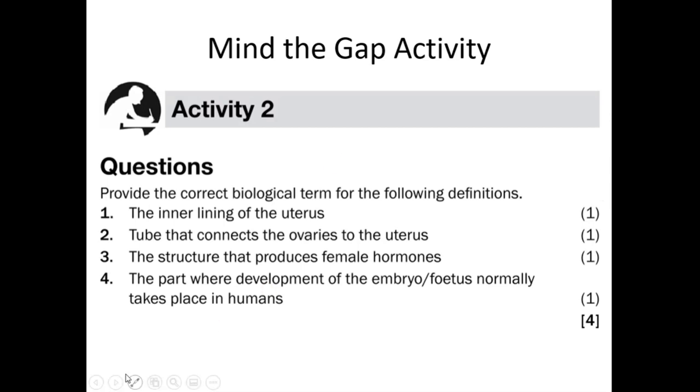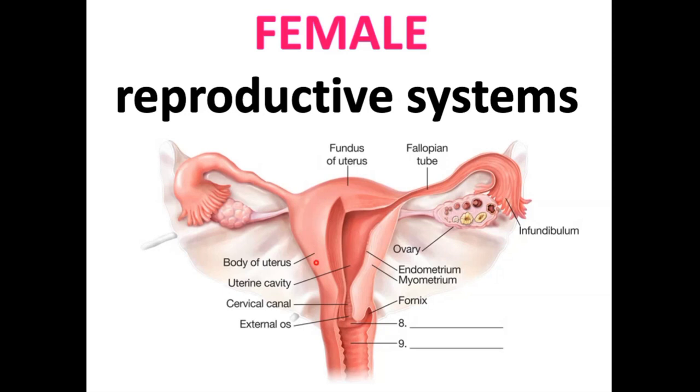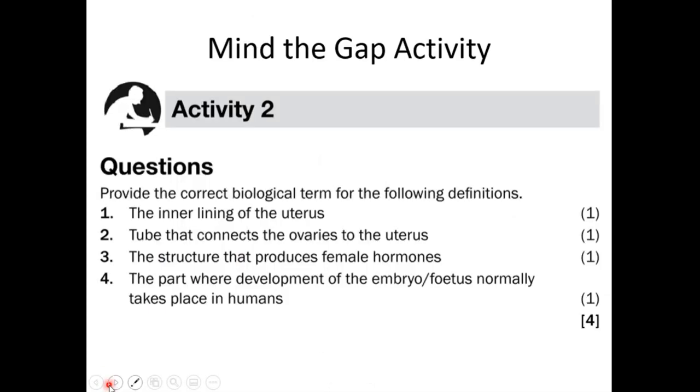So the first one says the inner lining of the uterus, and remember I showed you now the two linings. I'm just going to go back quickly. Remember, here we go. This is the uterus over here, and I showed you now the inner lining is the endometrium, and then the muscle part of it is the myometrium. So that would be the endometrium. So if you wrote endometrium, you were listening and you would have that correct.